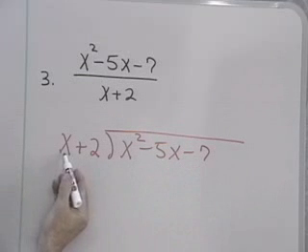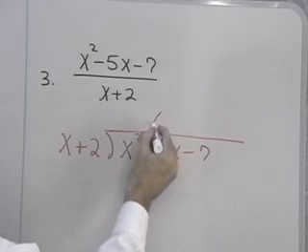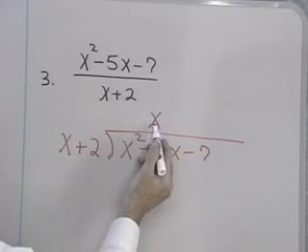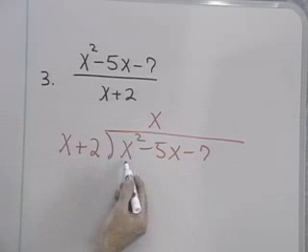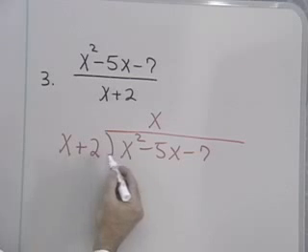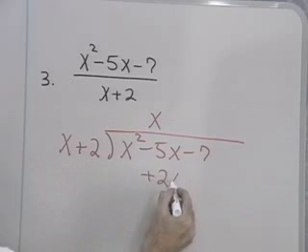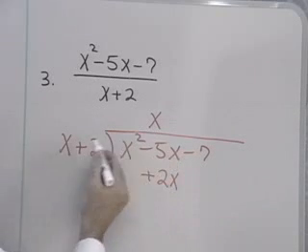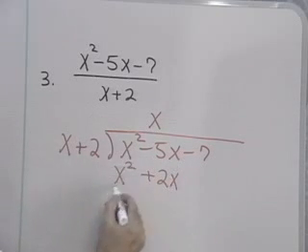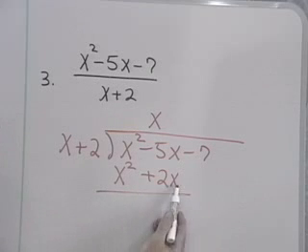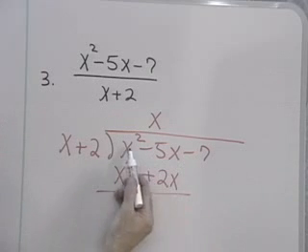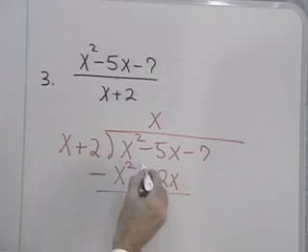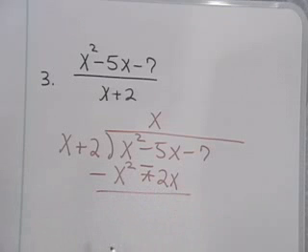I estimate by dividing x into x squared, that will be x, because x times x gives me x squared. Now I multiply x times 2 is 2x, and I'll write that under the term it's similar to. X times x is x squared. Next, I want to subtract this polynomial from this polynomial, so I change each of the signs and add, because subtraction is addition of the opposite.